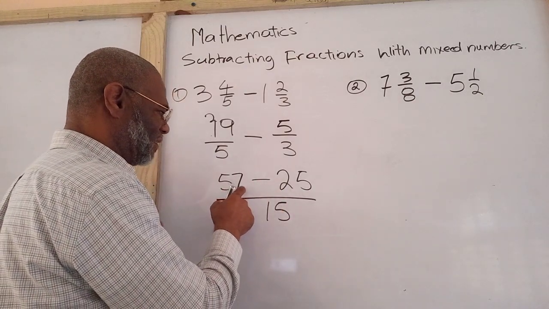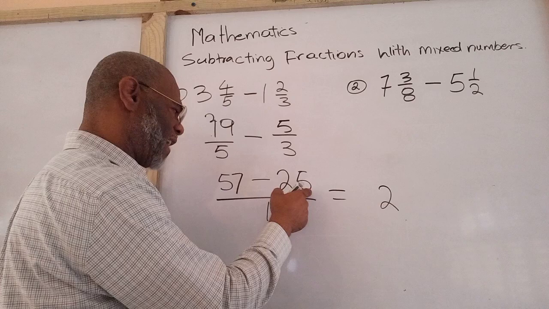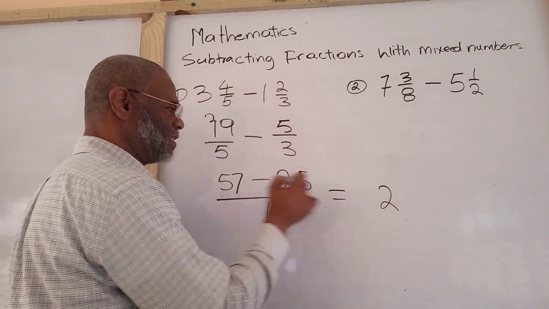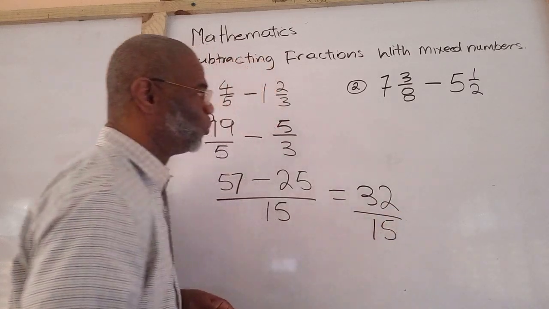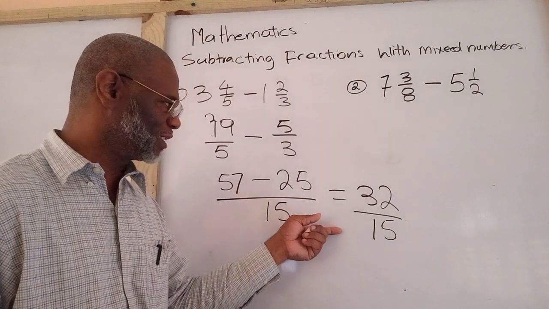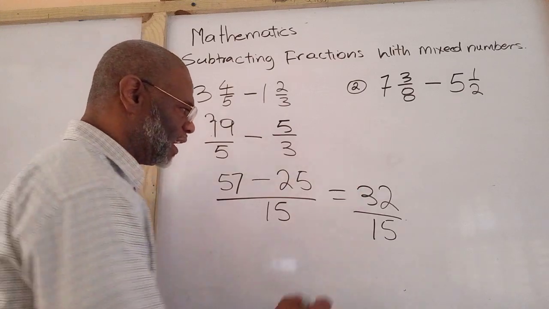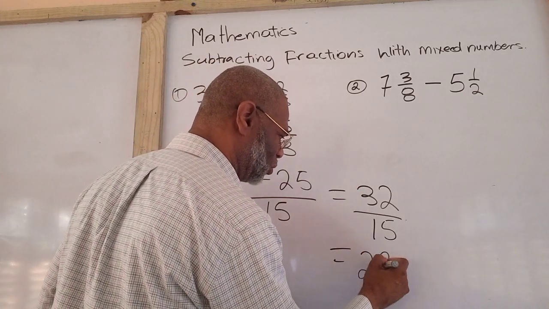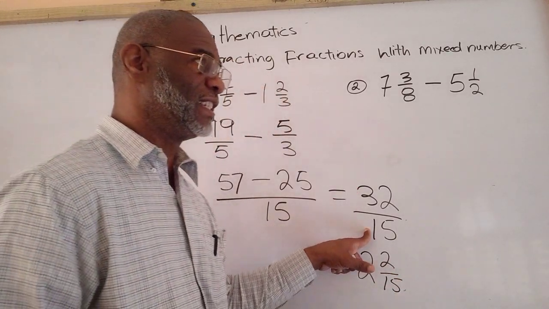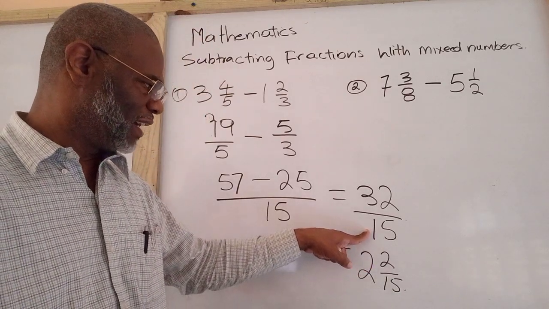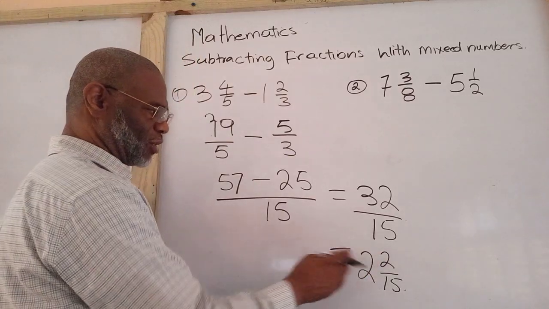So we say 7 minus 5, that gives us 2. And 5 minus 2 is 3. So we have 32 over 15. Now, if we were to simplify this, we need to ask ourselves, how many times can we get 15 out of 32? That would be 2 and 2/15. We are dividing 32 by 15, and that gives us 2 times. 2 times 15 is 30, remainder 2. So that's our answer right there.